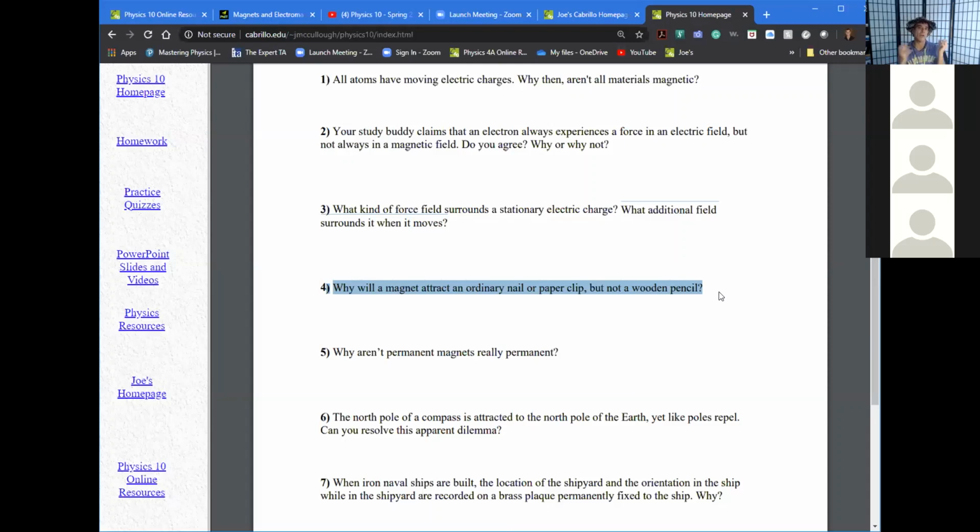Now, wood does not have magnetic domains that can get aligned. So the only way you can attract something with a magnet is if it has iron, nickel, or cobalt in it that can have magnetic domains that can align with the outside magnetic field.